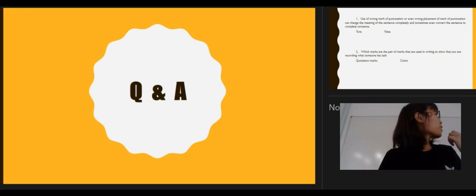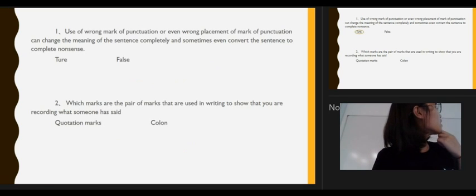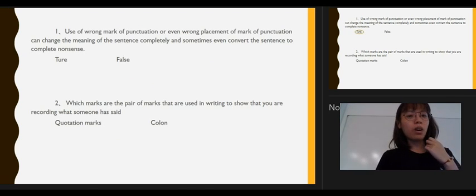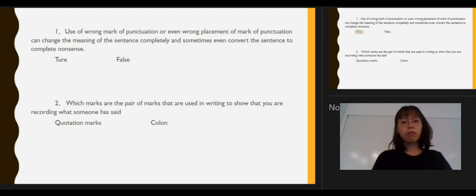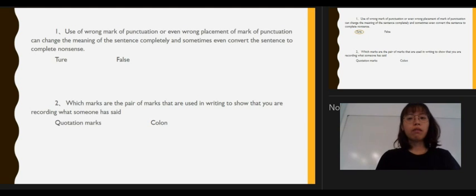When we pass to the questions, the first one is: the use of the wrong mark of punctuation, or even the wrong placement of a mark of punctuation, can change the meaning of the sentence and sometimes even convert a sentence to complete nonsense.